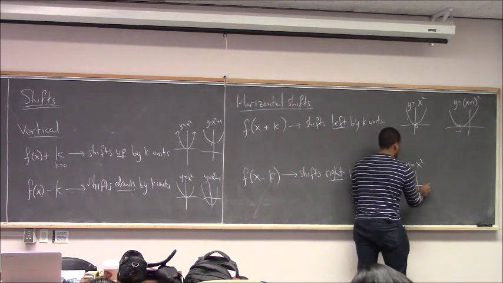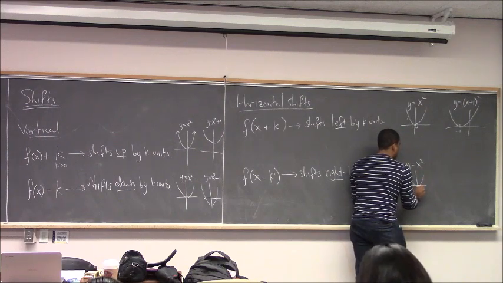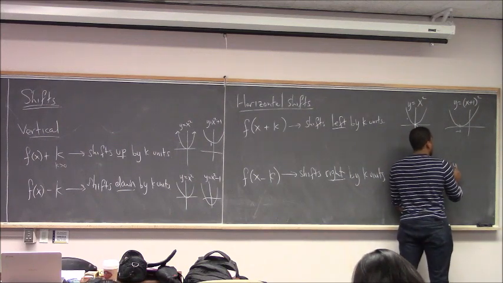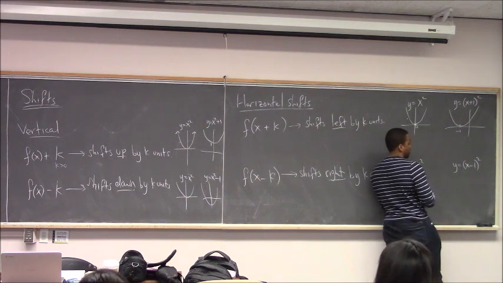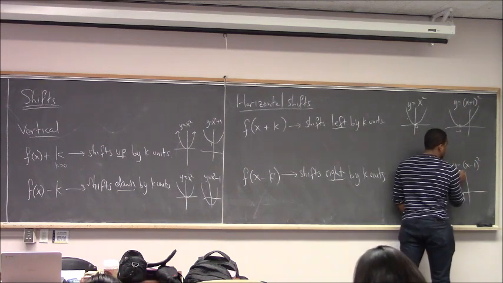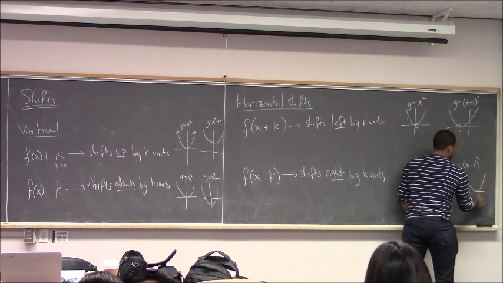Use y equals x squared again. So it goes through the origin. If I look at y equals x minus 1 all squared, so I just subtracted 1 from all the x's, that'll shift to the right by 1 unit.